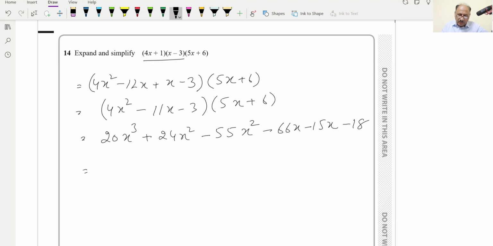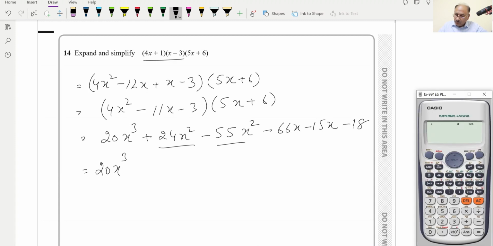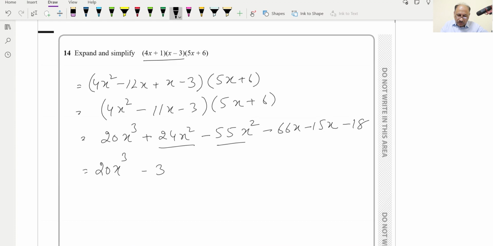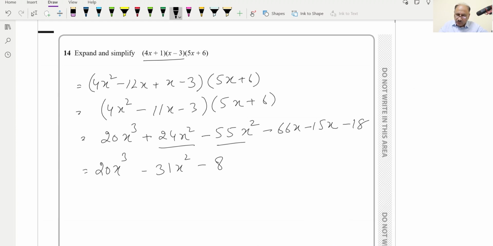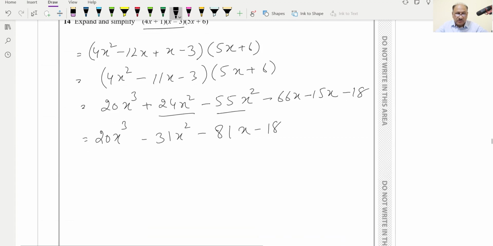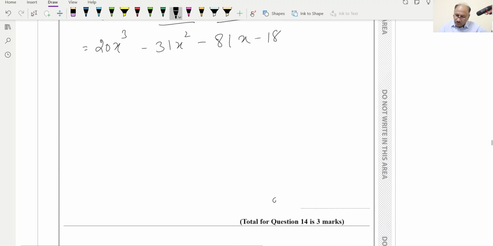And this one, now we can add the like terms, 20x cubed as it is, and this we can simplify. 24 minus 55 will give us minus 31, so minus 31 x squared, and minus 66 and minus 15 is equal to minus 81 x and minus 18, and this will be the answer which we can write over here: 20x cubed minus 31x squared minus 81x minus 18 is the final answer.